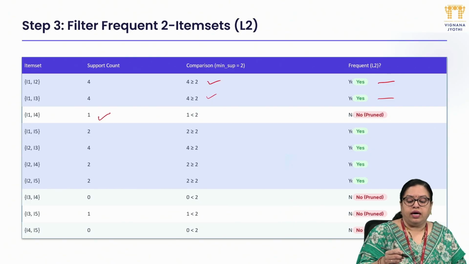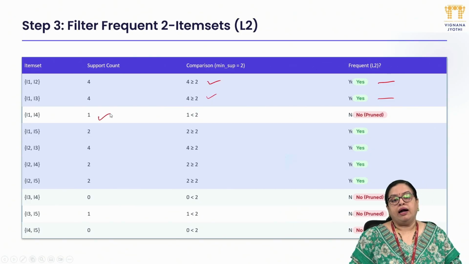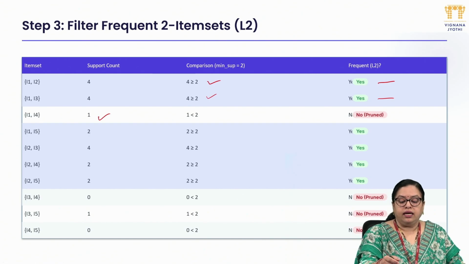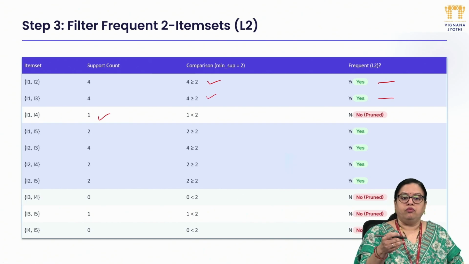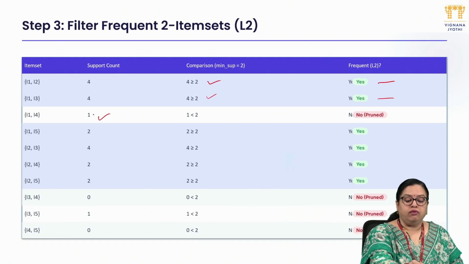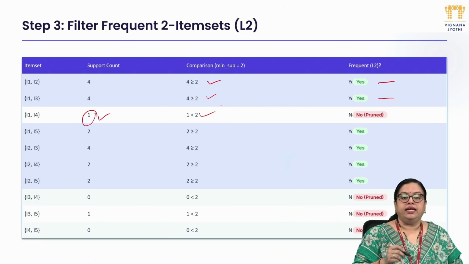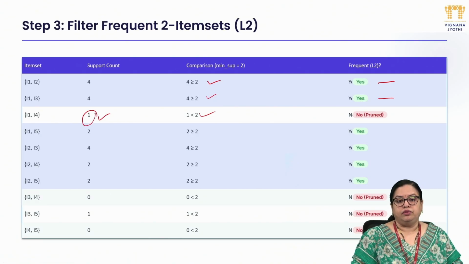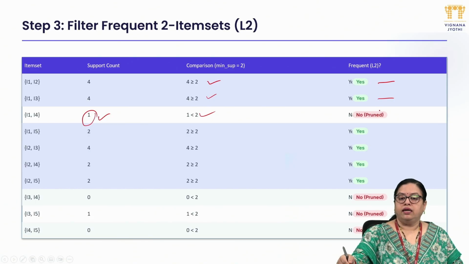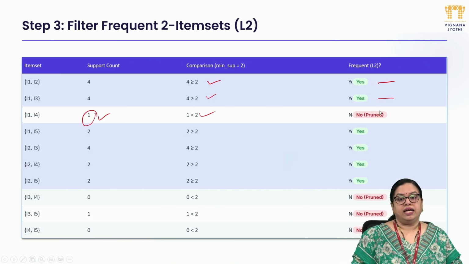Whenever it is 1, once again we calculate 1 divided by the total number of 9 transactions. So with the formula, or whatever minimum support is given, we calculate this and find that 1 is less than 2. So what should we do next? Whatever is greater than the given support count of 2, we find out and take as a frequent item set.